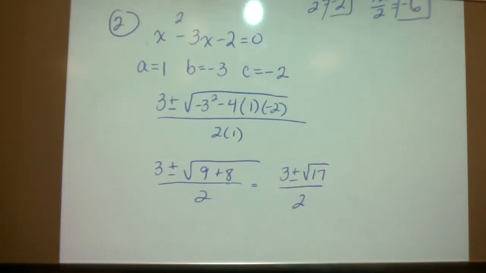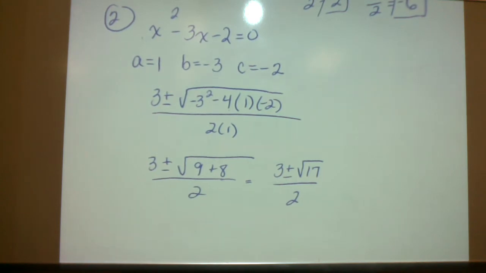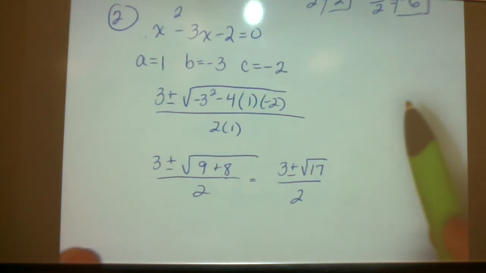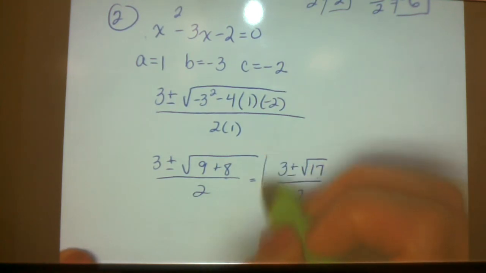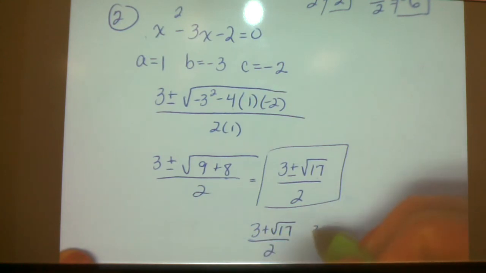Now here's what happens with this one. It's not a perfect square. I still have two solutions. So when this number is not a perfect square, you still have two solutions, but we call them irrational solutions because this number is not a perfect square. You're still going to have two, but they'll be irrational. But you can leave it just like that, or you can separate it. You can do this or write 3 plus square root of 17 over 2, or 3 minus the square root of 17 over 2.